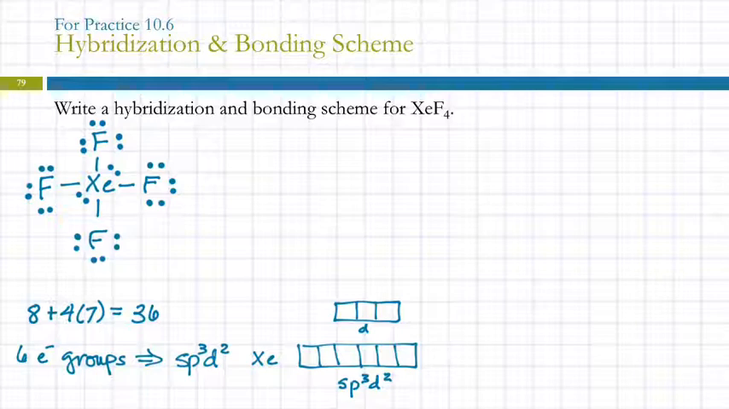How many valence electrons does xenon have? 8. So I'm going to put 8 valence electrons in here. 1, 2, 3, 4, 5, 6, 7, 8. What do you know? I've got 2 full boxes here. Those are the two lone pairs. I've got 4 half-filled hybrid orbitals. Those are the ones that can overlap with an orbital on the fluorines.